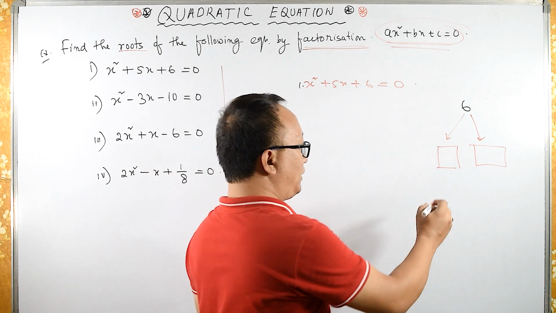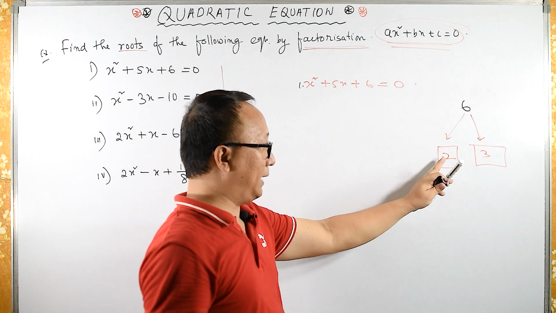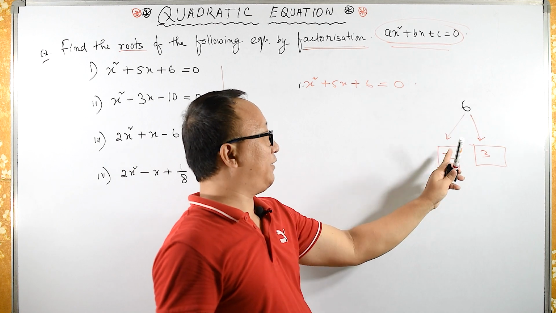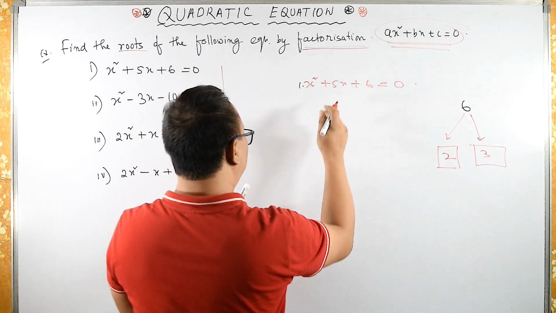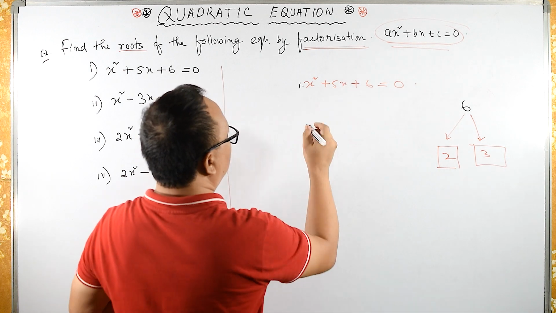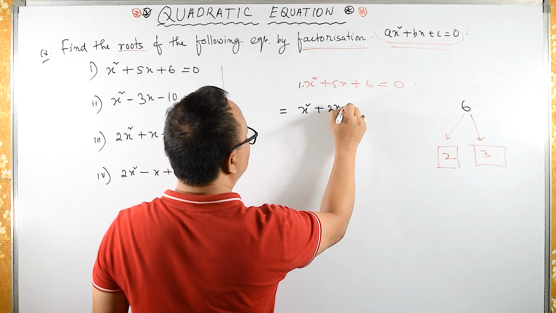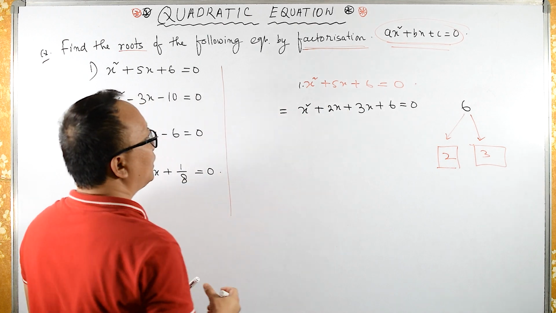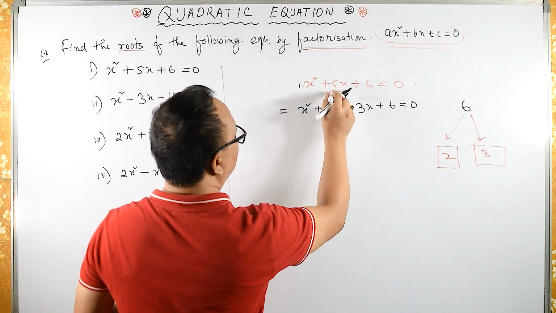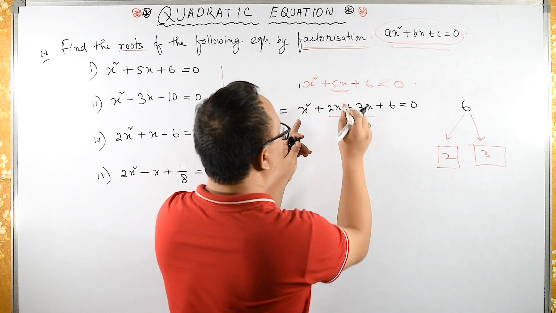So if I choose 6 as 2 and 3, then 2 into 3 is 6. If I add these two, I am having 5. Therefore, instead of 5x, this is the same as x square plus 2x plus 3x plus 6 equals to 0. Sometimes we call this splitting the middle term.